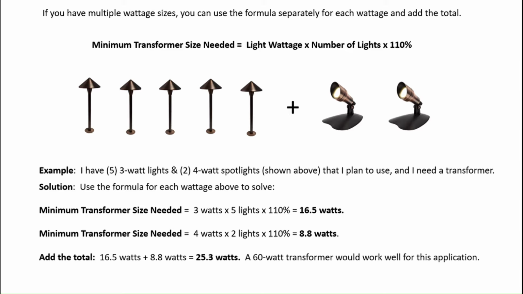We got the 3 watts times 5 lights times 110% equals 16.5 watts, which is the lights that we figured on the last slide. The minimum transformer size needed for the 4 watts is going to be 4 watts times 2 lights times 110% gives me 8.8 watts. I'm simply going to add those two totals together, and that will give me a total of 25.3 watts. I'm going to need to size up to the next available transformer. In this example, a 60-watt transformer would work well for this application, and those are quite readily available as well.